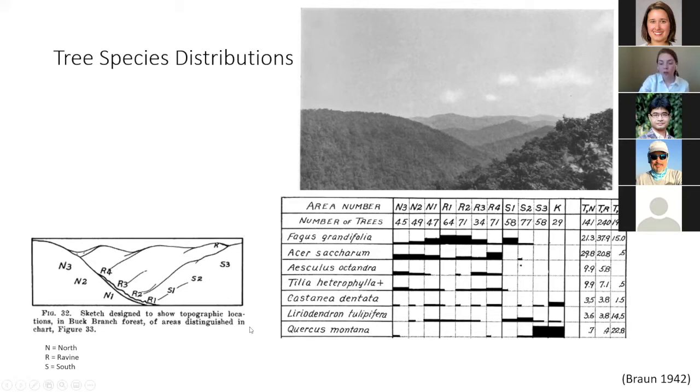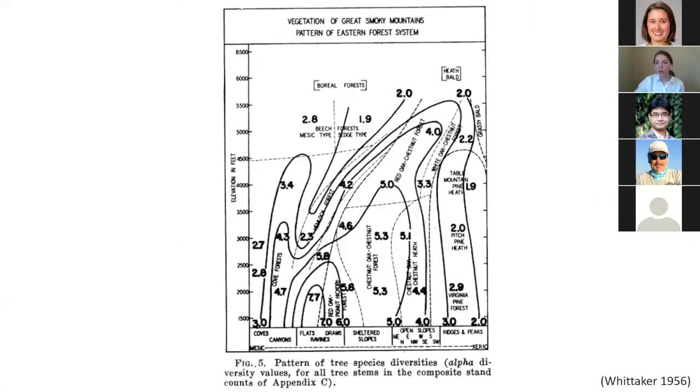So Whitaker, another well-known ecologist, also looked at the same sort of pattern. On the y-axis in this figure is elevation, and on the x-axis, there are different topographic positions as well as slope aspects. On the left, we have coves and canyons, sheltered slopes, all the way up to ridges and peaks. And so he's noted where these different forest communities fall within these two gradients, which is very similar to seeing how topography is modifying vegetation distributions.